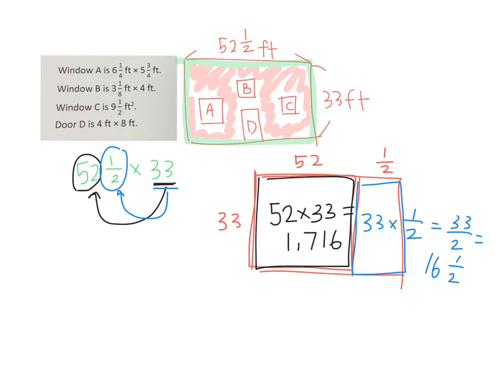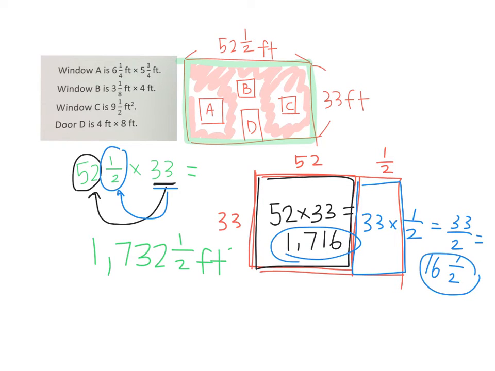Very good. Once you find each partial product using the area model, I could just add up 1,716 plus 16.5, which is? 1,732.5. Okay, very good. Square feet. That's the area of the entire wall. Do we need to paint the entire wall? No. We're not going to need to paint the windows or the doors, right? So can I figure out how big each window or each door is? What do I need to do? Find the area and then subtract it from this total, okay?